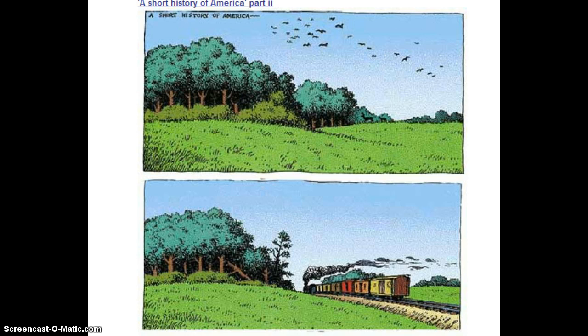The first panel introduces us to a very natural setting. There's nothing other than trees, grass, and a few deer and birds in the background. In the second panel, we see our first signs of man, with the loss of some of the natural environment and the construction of the railroad.